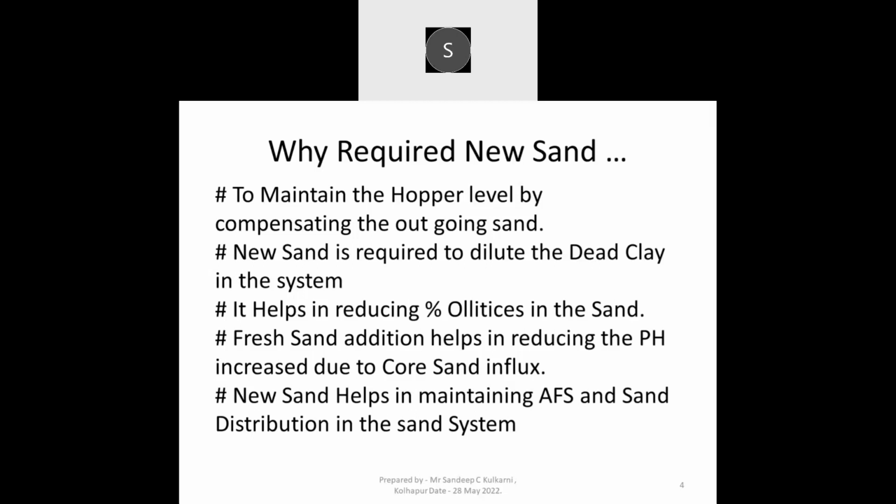So this is very important, and one of the important aspects of adding new sand is to maintain the AFS of your system sand and to maintain the sand distribution specifically in the sand system. So this is why new sand is very important.